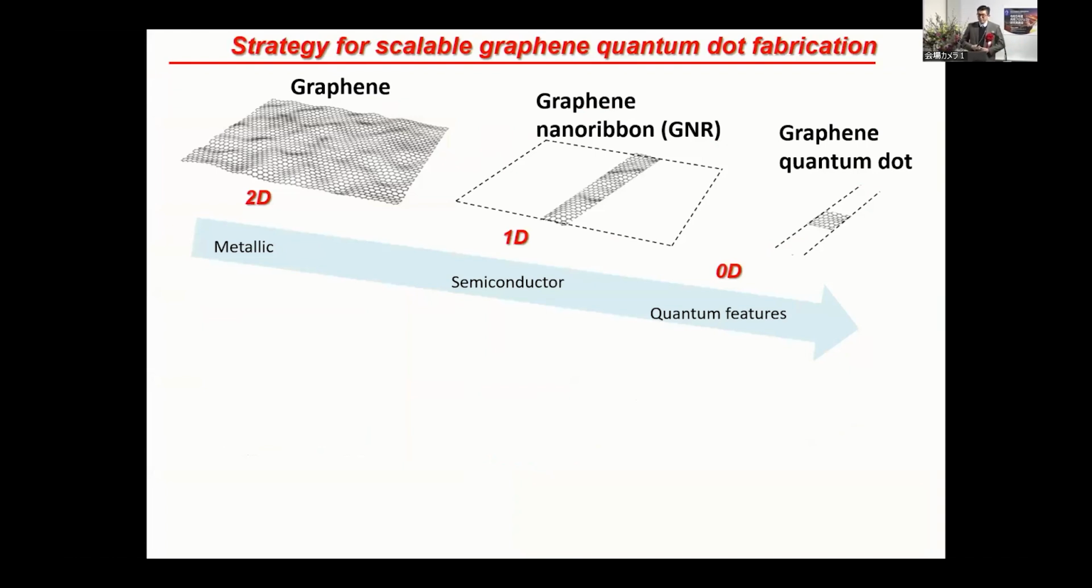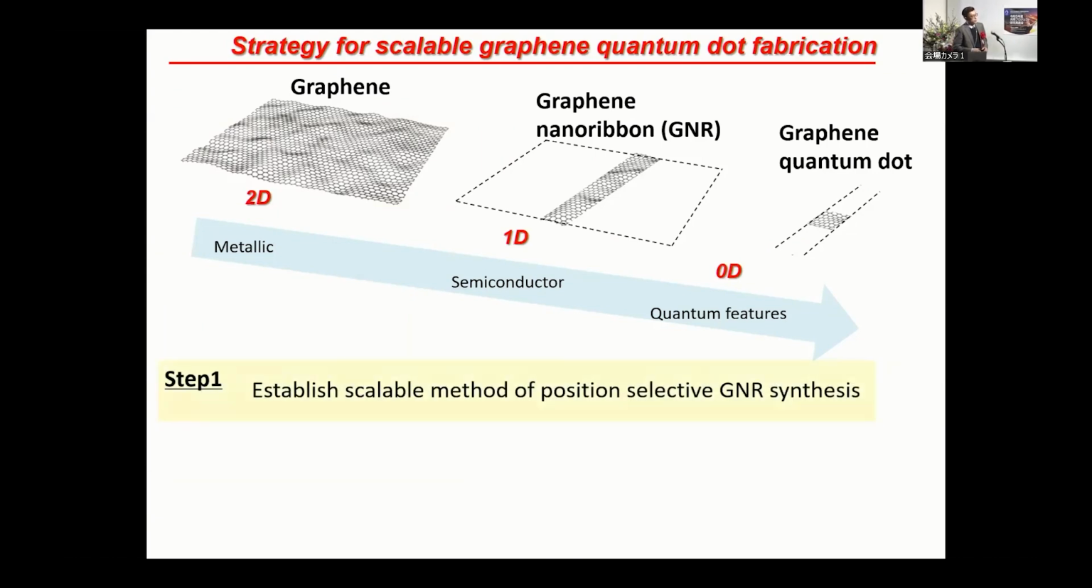How to do that? And here is the strategy. As I explained, graphene is a two-dimensional seed, but my target is a quantum dot, which is a zero-dimensional structure. So we need to transfer 2D to 1D, 1D to 0D. So we try step-by-step approaches. In step one, we need to establish the scalable method for position-selective growth of one-dimensional graphene.